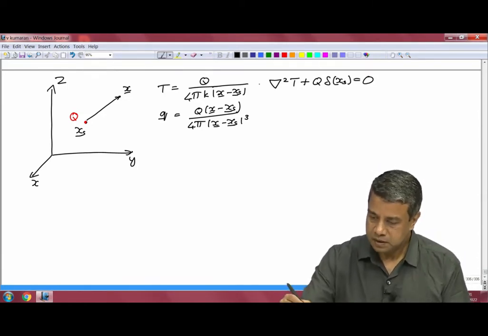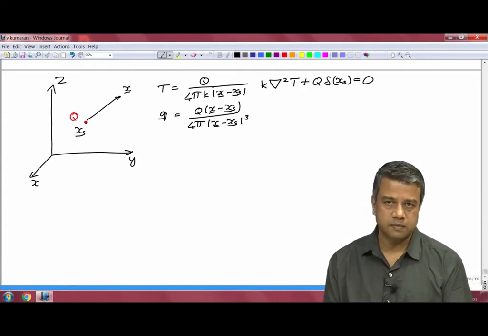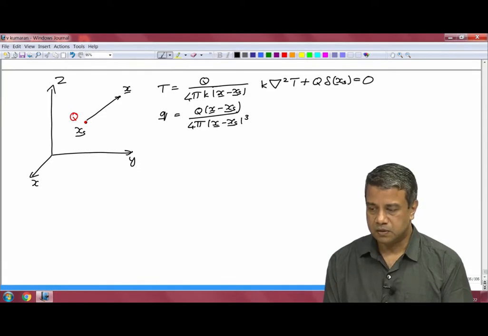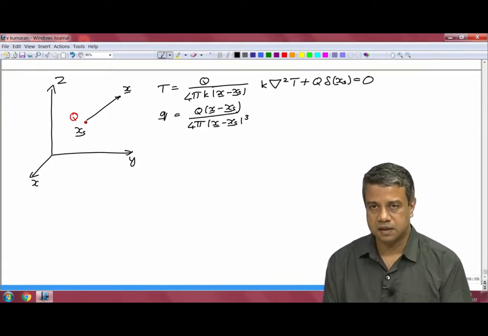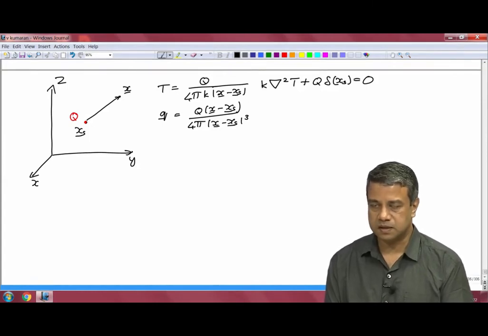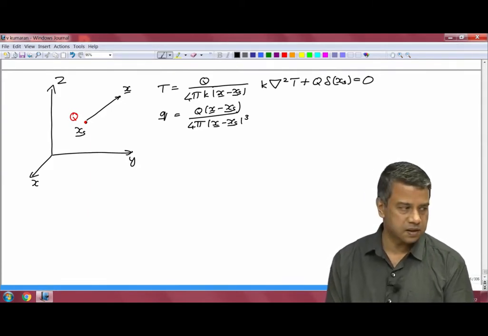There should be a thermal conductivity here. It was generating q energy per unit time, q times delta of x s, which is a delta function in 3-dimensional space. It has the same dimension as heat generated per unit volume per unit time.